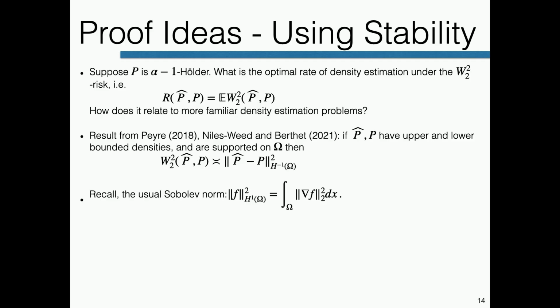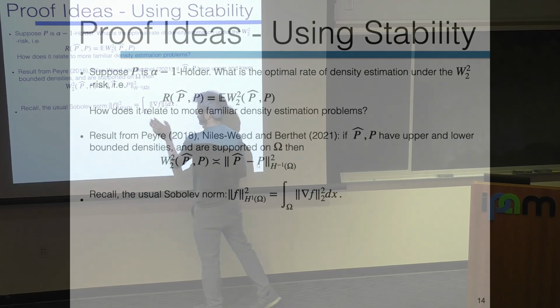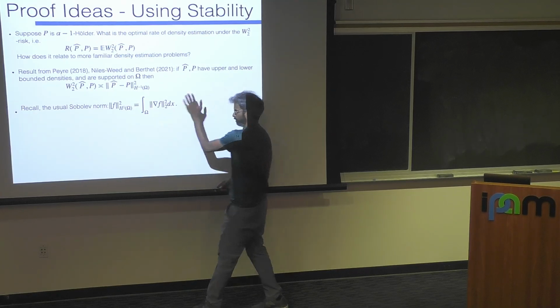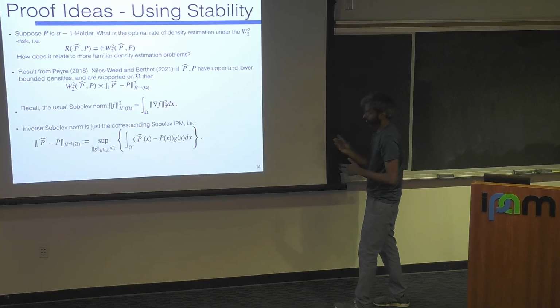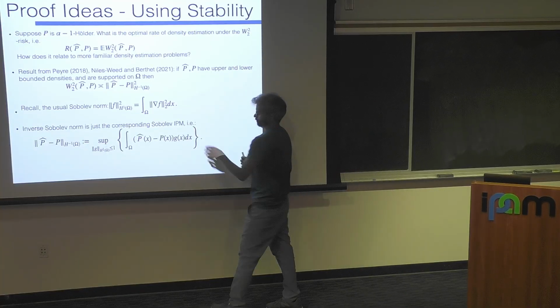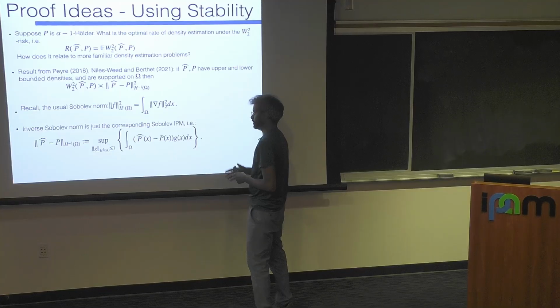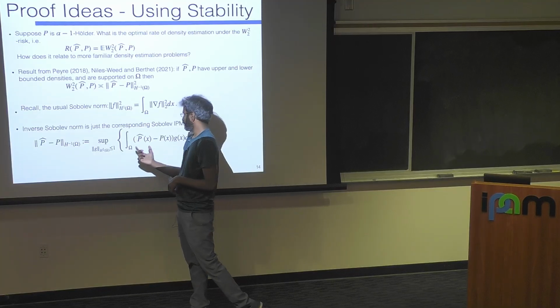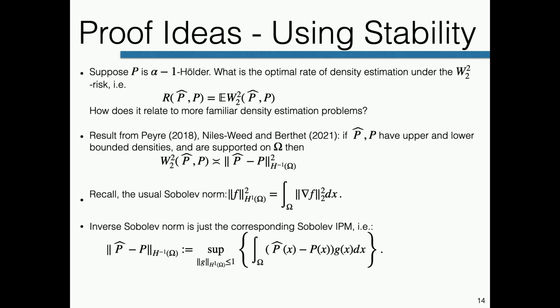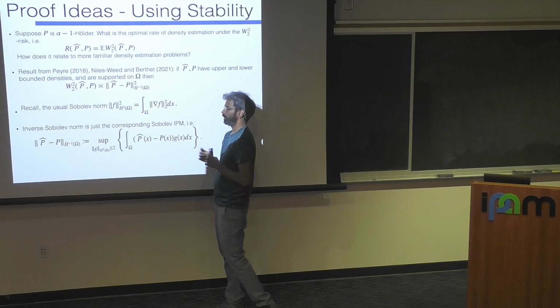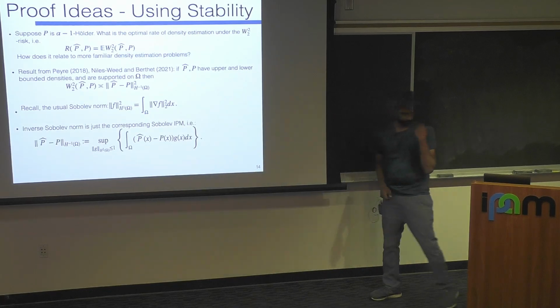The inverse Sobolev norm, we all know what the usual Sobolev norm is. It just measures the H1 norm of a function, the integral of the derivative of that function squared. The inverse Sobolev norm is the dual norm to this norm. So it is just a Sobolev IPM. It measures the distance between p hat and p using test functions g, which are all Sobolev smooth. It's just an integral probability metric. It measures the distance between p hat and p as measured according to smooth test functions.